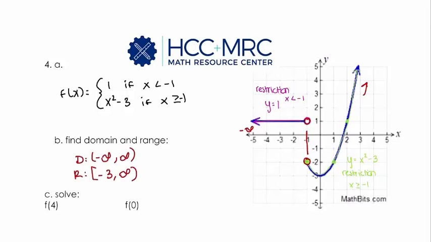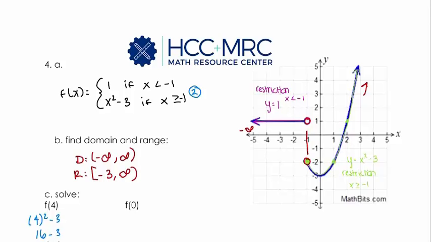Now we're going to solve for f of 4 and f of 0, and I'm going to use my restrictions and my piecewise functions that we found to do this. Now f of 4 follows our second piecewise function because 4 is greater than -1. So we're going to plug in our value. We're going to have 4 squared minus 3, which gets us 16 minus 3, which becomes 13 as our final answer.